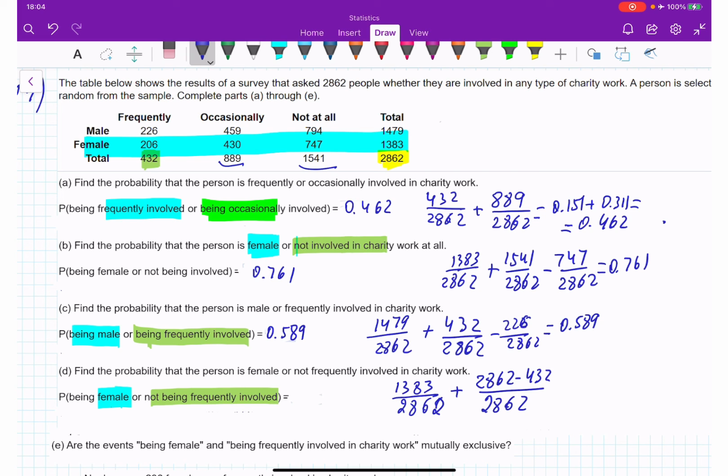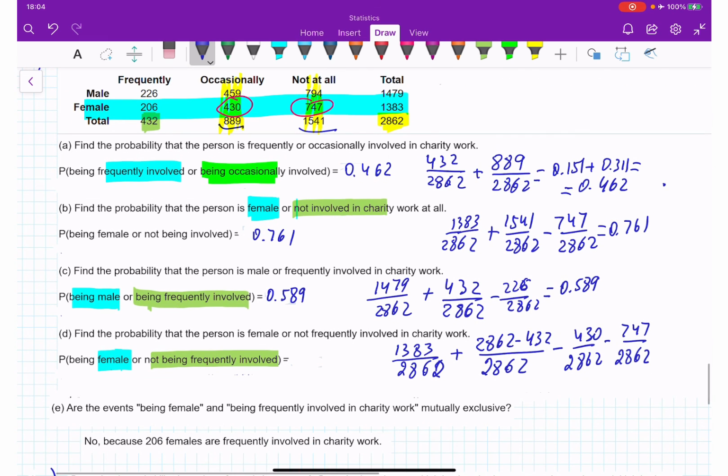So female and not frequently involved, we are talking about this one and this one. So we have two duplicates here, 430 and 747. So we are doing minus 430 over 2862 and minus 747 over 2862. And the answer is going to be 0.921.